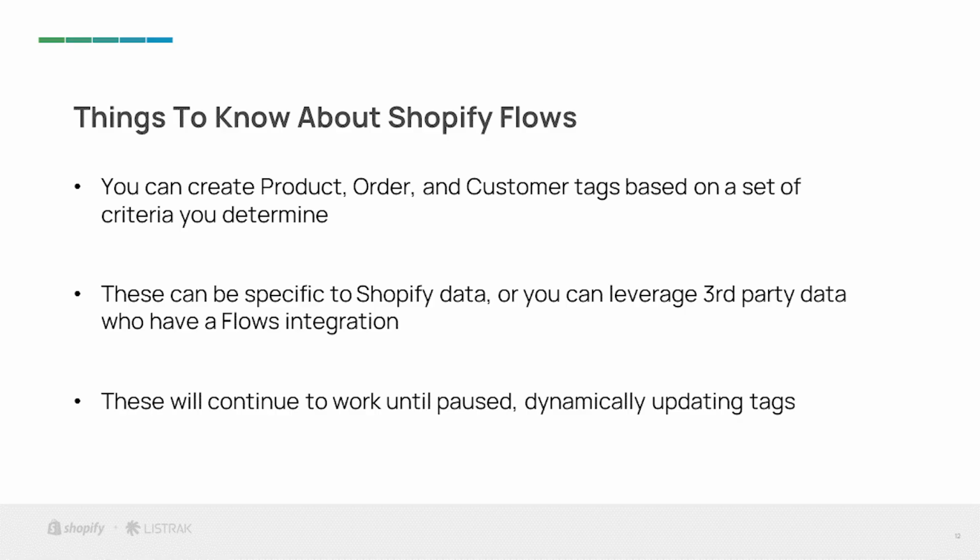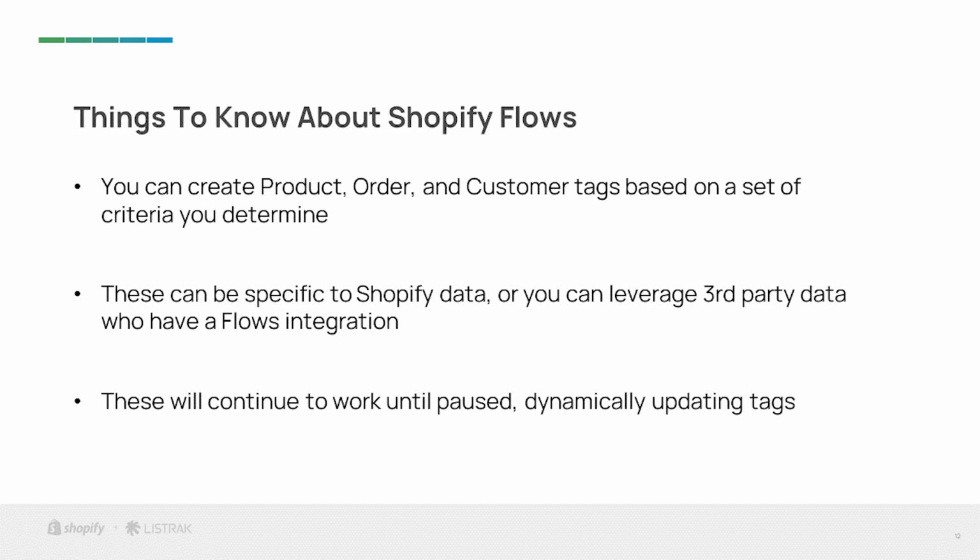A few keynotes that I would caveat before we hop in today are just things to know about Shopify Flows. So you can create tags for products, orders, or customers based on any set of criteria. The nice thing about Shopify is they have their own data in terms of things that you can make criteria for around orders, things of that nature. But then you can also integrate with any third-party apps that you have downloaded in your Shopify store that have Shopify Flow integrations. And you'll be able to create tags based on some interaction with those apps.